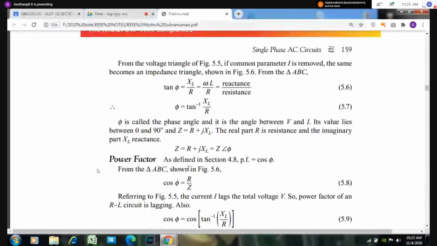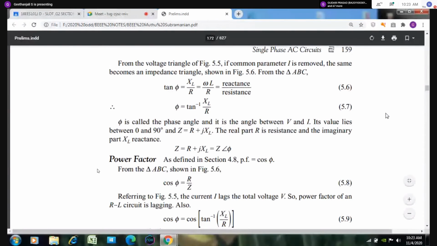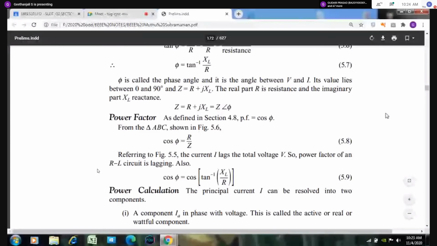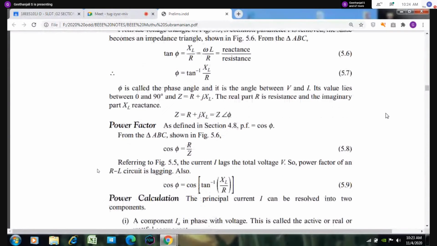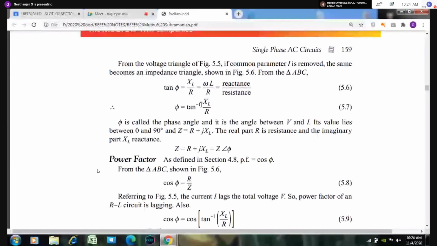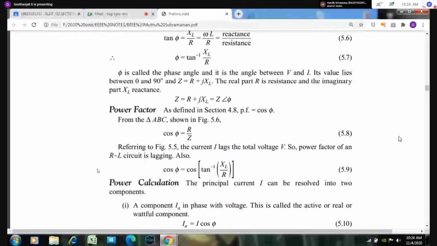Cosine of the angle between the voltage and current. As defined in the section, power factor is equal to cos phi. From the triangle ABC, cos phi is equal to R by Z. We have obtained the expression from tan phi, so the expression for cos phi is known. Cos phi is obtained from tan inverse of XL by R, which is the expression used to obtain the power factor for the RL circuit.